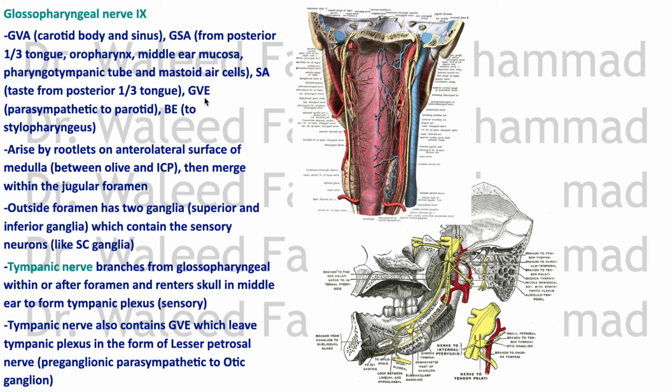And it carries autonomic parasympathetic fibers, remember, the glossopharyngeal to the parotid through its lesser petrosal nerve. This is the lesser petrosal nerve, synapsing in the otic ganglion, and from the otic ganglion, postganglionic fibers will go through the auriculotemporal nerve to the parotid gland. Okay, and it carries branchiomeric efferents, because do not forget the stylopharyngeus, the single muscle it supplies.